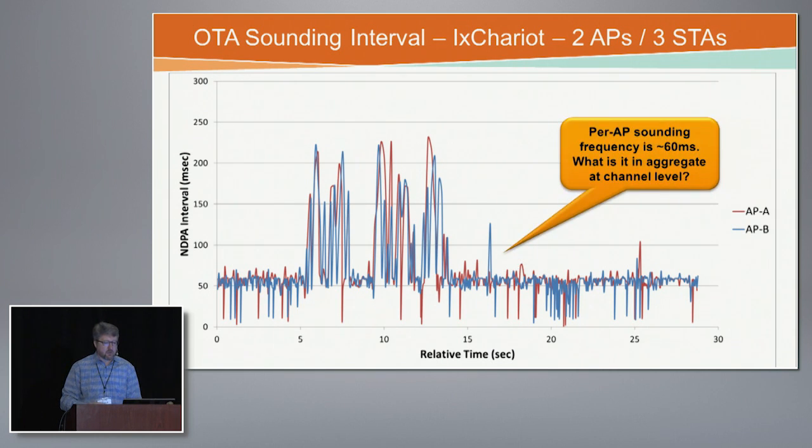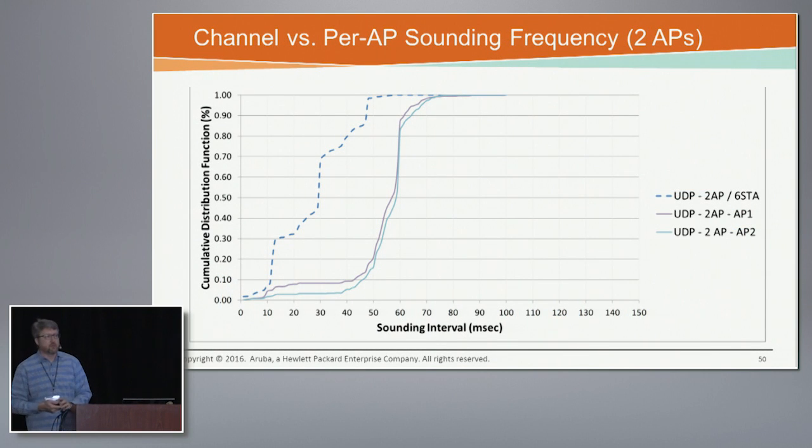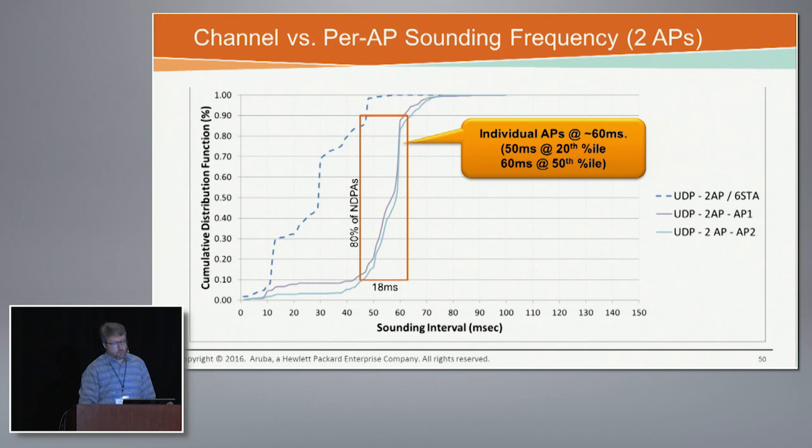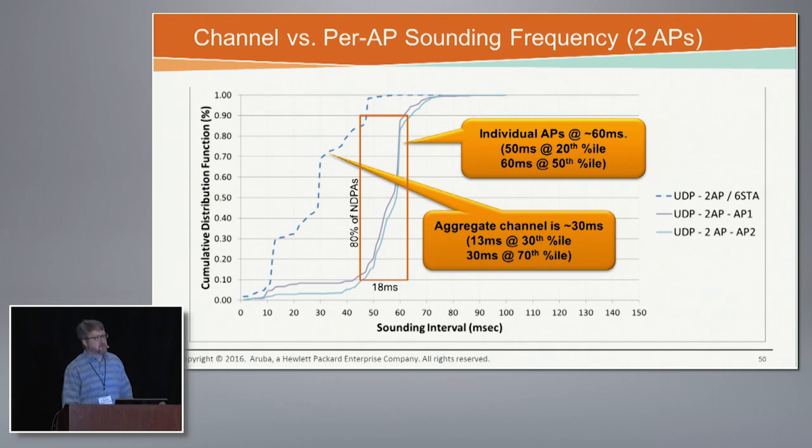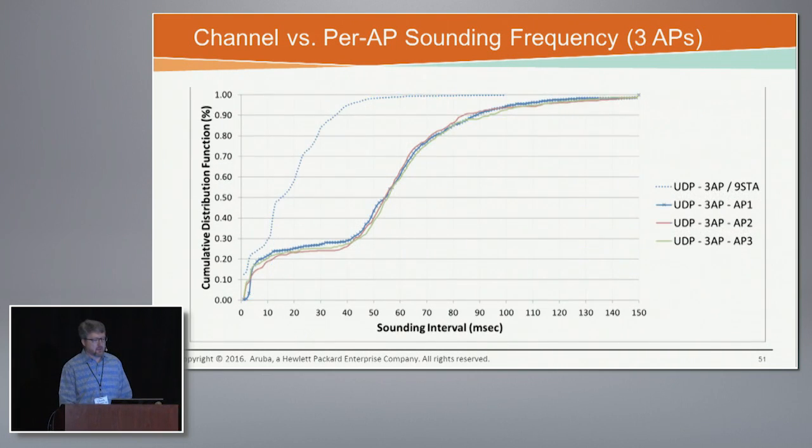And so here it is, and if you're not familiar with CDF plots, I apologize, but this is really the best way to look at this. The 2 lines here are basically saying 60 milliseconds. One way to read this chart is that 80% of the sounding exchanges have a variation of about 18 milliseconds in this case. And then the dotted line is the aggregate level, and you can see it's around 30 milliseconds at the 70th percentile. So at the channel level, it's going twice as fast as the individual APs are going. So let's scale it up. Here's 3 APs.